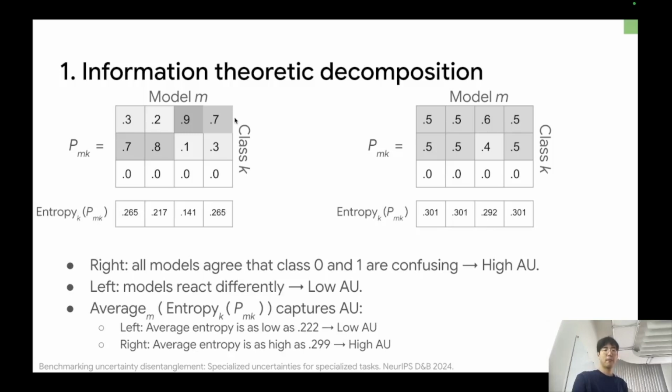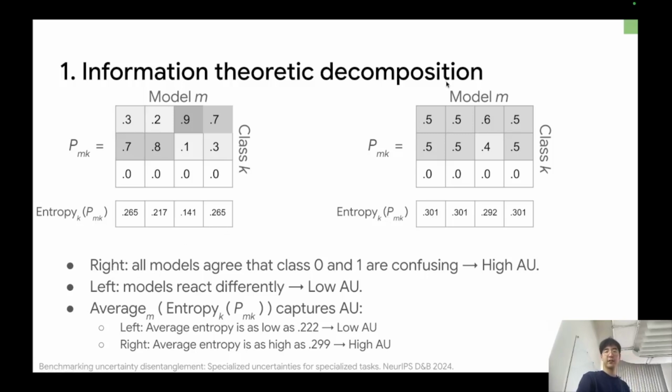But now, which all makes sense, I'm going to claim that the first case has higher epistemic uncertainty and lower aleatoric uncertainty. And on the right side, you have higher aleatoric uncertainty and lower epistemic uncertainty.